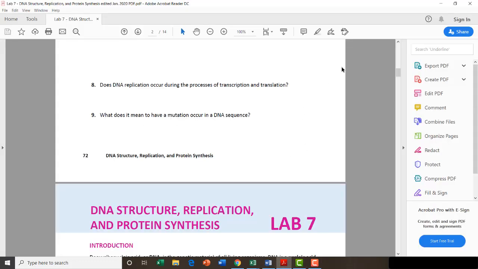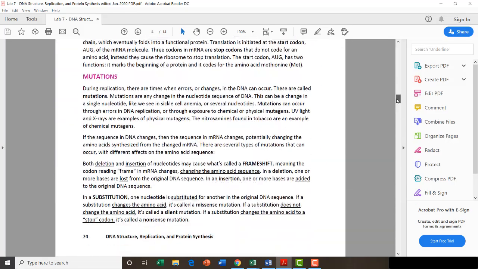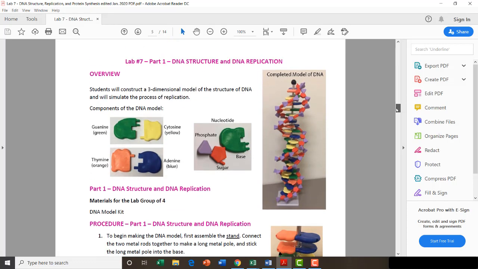Going on is now the beginning of the lab, the introduction that you have already read, and now we come to part 1, which is DNA structure and replication. So obviously, you're not going to be able to build the model at home. However, we can still go over the model and go over the parts of DNA structure. So in this model, it's a great 3D model to visually see the structure of DNA. Luckily, here is a picture, and we can still go over it together.